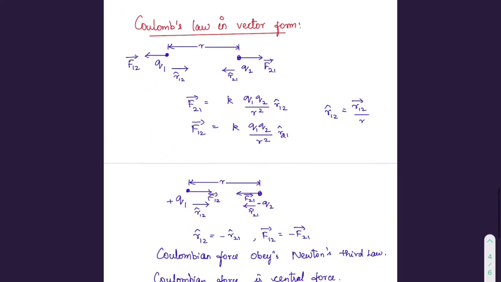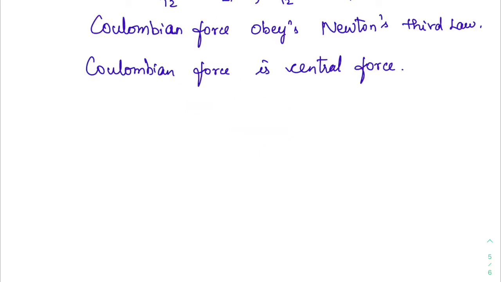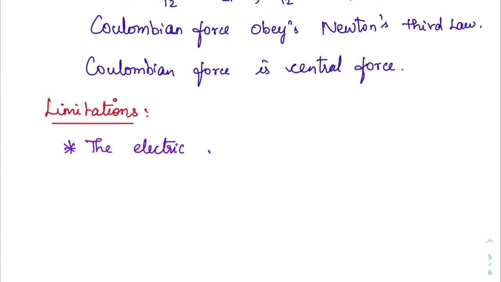So this is all about Coulomb's law in vector form. Now, there are some limitations to be addressed with respect to Coulomb's law. So, the limitations of Coulomb's law. Number one, when we apply Coulomb's law, the charges should be at rest. So this is not applicable for charges under motion. The electric charges must be at rest.